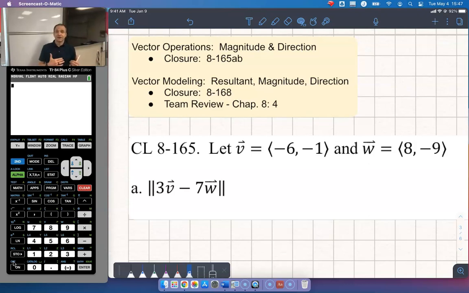The next part with vectors on the test is dealing with modeling. And that's dealing with the idea of maybe bearings or dealing with forces. And so that one's a little more complex. And so we'll spend some time.